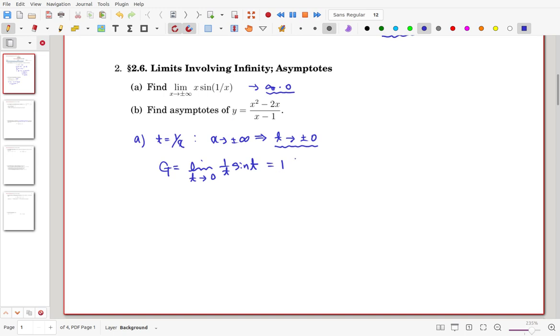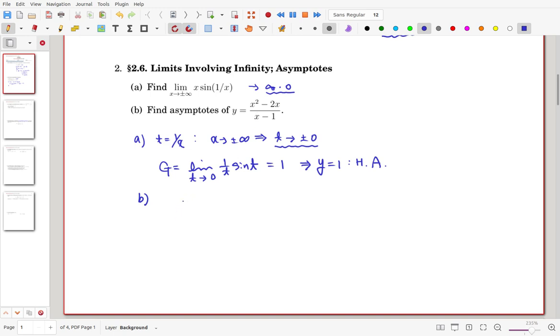So as x approaches minus infinity or infinity, y equals 1 is the horizontal asymptote. Now, part B, we want to find all possible asymptotes of the curve.